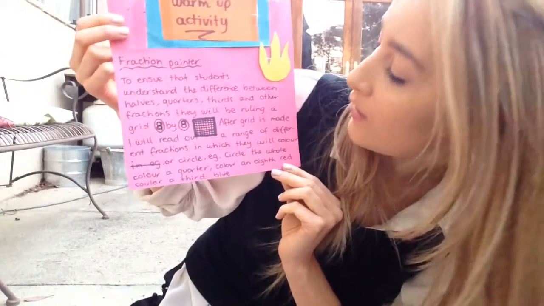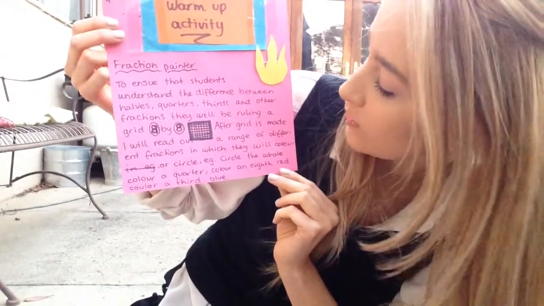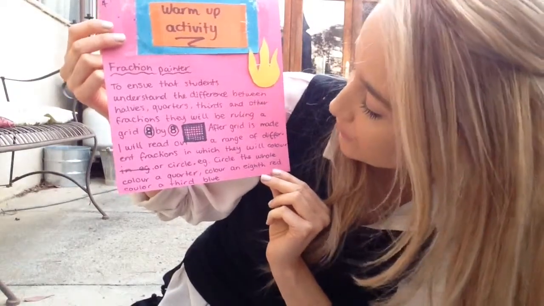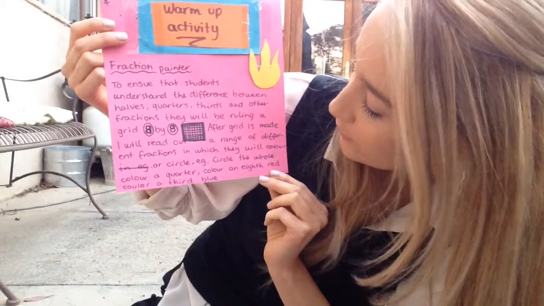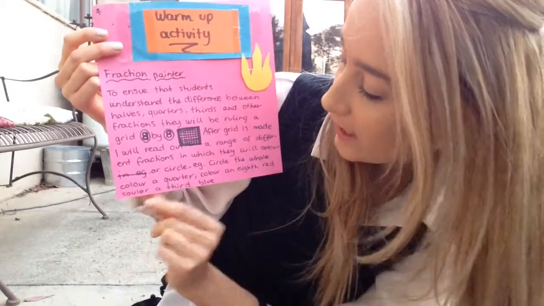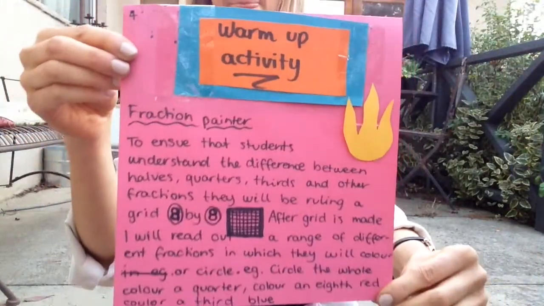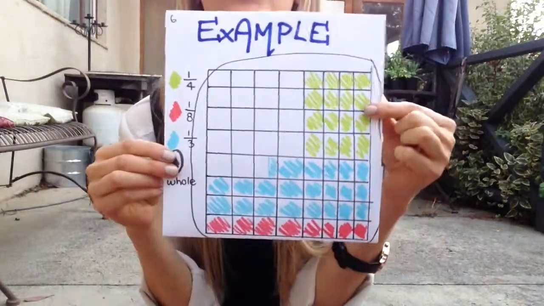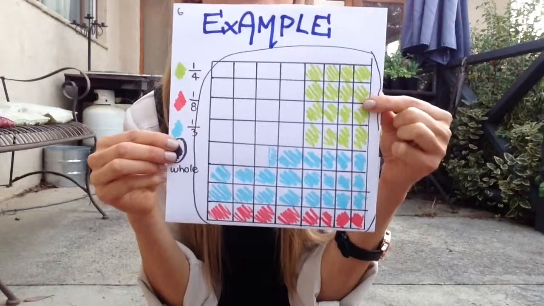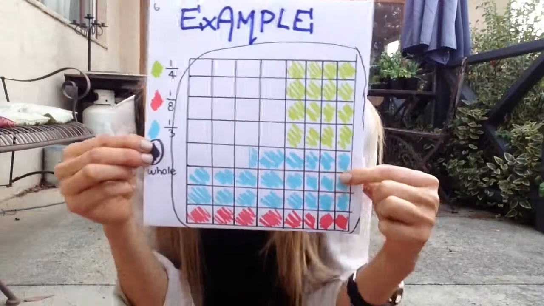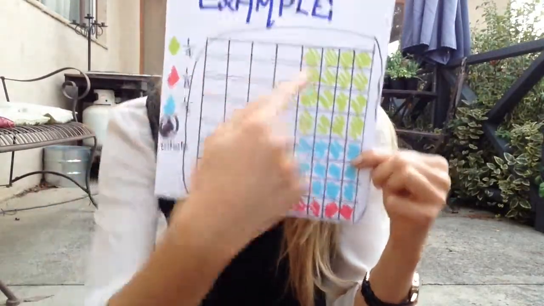After the grid is made, I will read out a range of different fractions which they will colour or circle. For example, I will tell them to circle the whole, colour a quarter, colour an eighth red, and colour a third blue. This is my example. See how I've coloured a quarter green, an eighth red, and a third blue, and I've circled the entire thing to represent a whole.